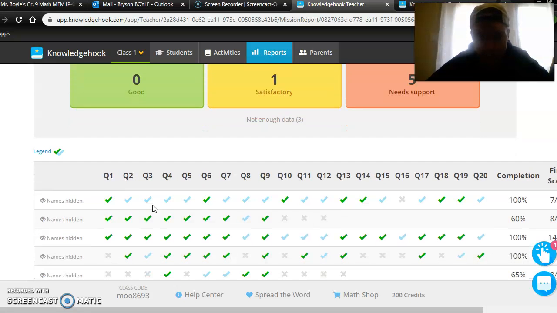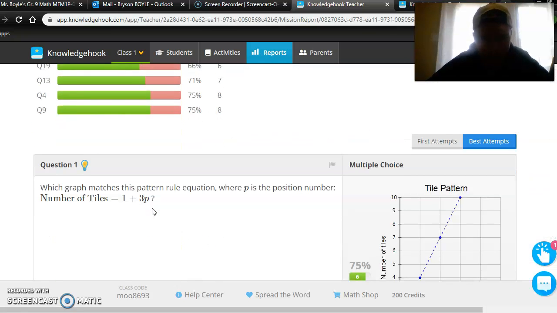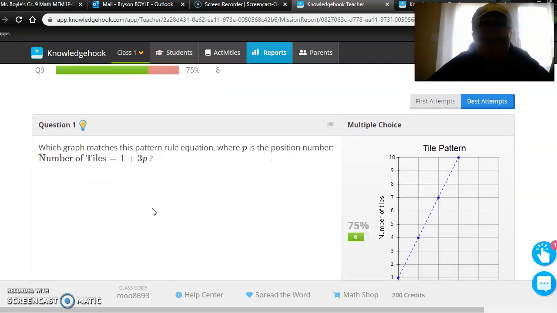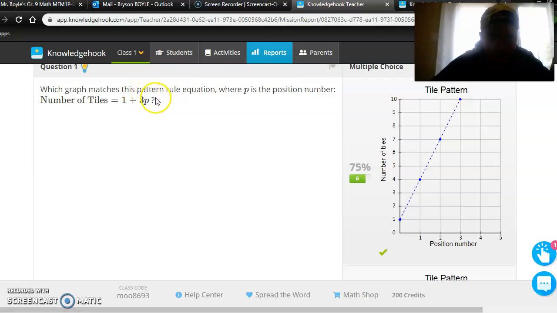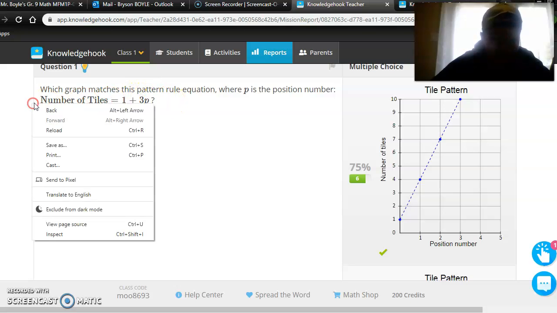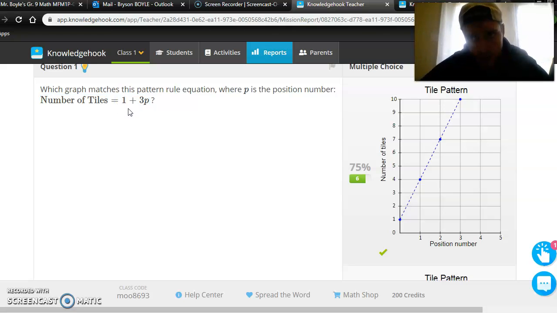Okay? So last week was just a big review, looking over what questions you guys got wrong the most. Let's just go over a couple things. Alright? So if you remember, in terms of number of tiles equals 1 plus 3p, right? The multiplying, the 3p, that's our multiplier. That's what's going to change and determine how fast something's either going to change or not change, right? And the addition right here, that's our constant. That's where we're going to start. That doesn't really affect how fast anything changes.